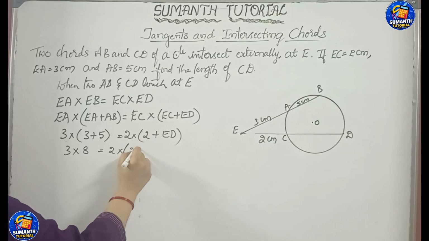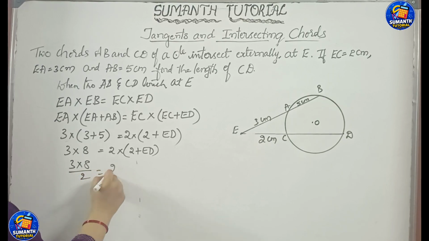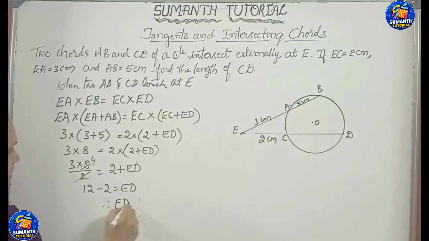Again we can't change that one. We'll write as it is. Now, 3 into 8 by 2 is equal to 2 plus ED. 4 3s are 12. This minus 2 is equal to ED. Therefore, the length of ED is equal to 12 minus 2, which is 10 centimeter. Whatever the unit given, we have to write it: 10 centimeter.